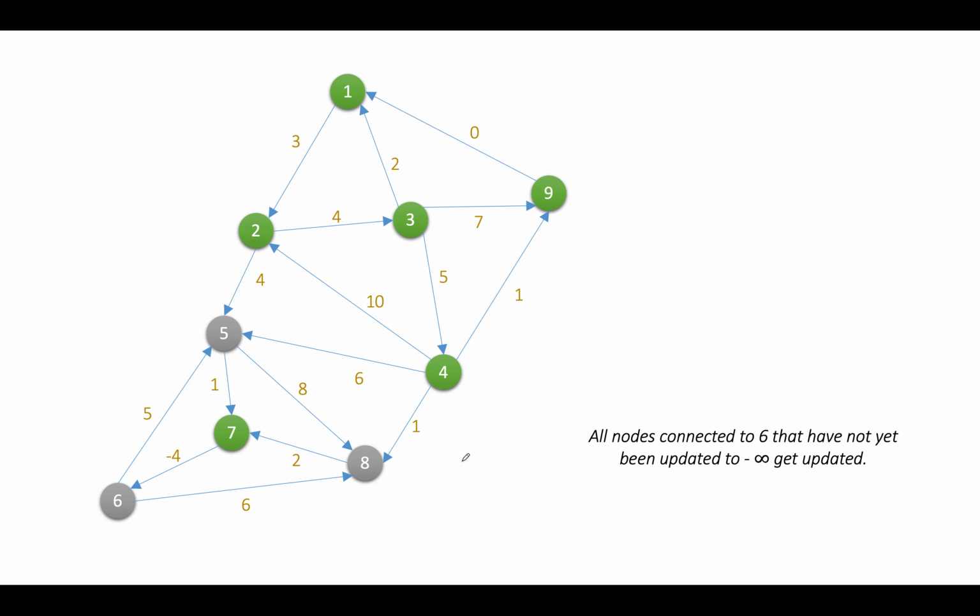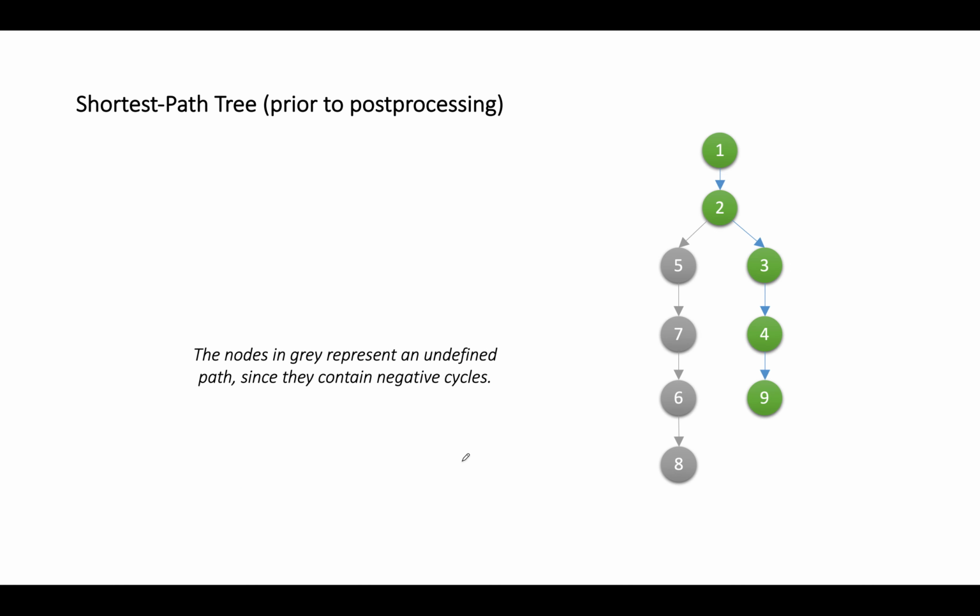So when we look at our shortest path tree, this one should say post-processing, these are undefined. They're an undefined path because they contain negative cycles. So we're left with our shortest path tree, which is just 1 to 2 to 3 to 4 to 9.